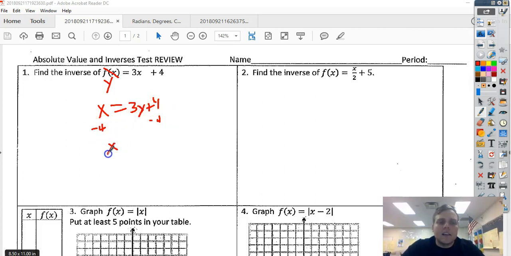Okay, so I get x minus 4 is equal to 3y. So when I subtract 4 on both sides, I get x minus 4 is equal to 3y. Now I need to divide everything by 3 because 3y means 3 times y. So to get y by itself, I divide by 3. And this gives me 1/3 x, or you can leave it as x over 3, either is fine, minus 4/3 is equal to y.